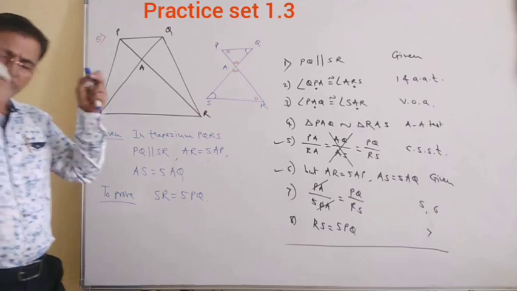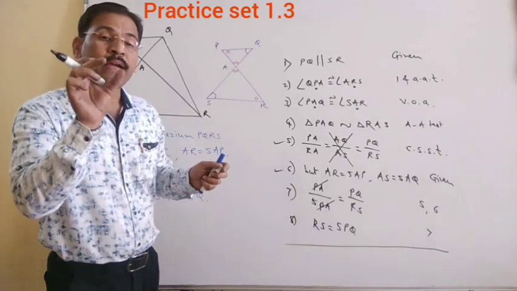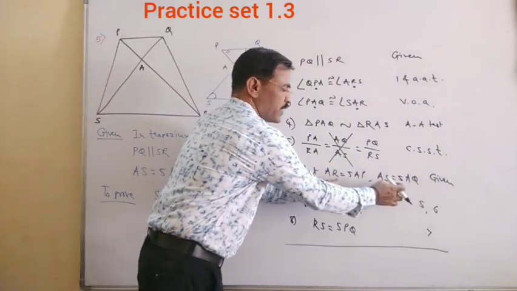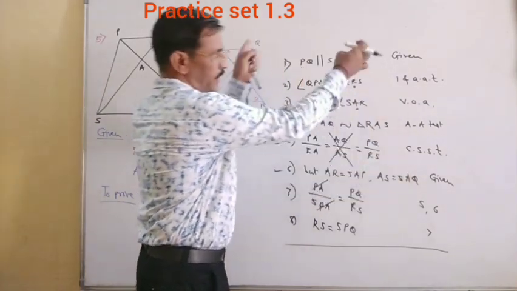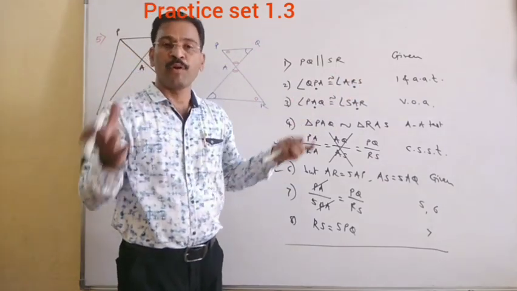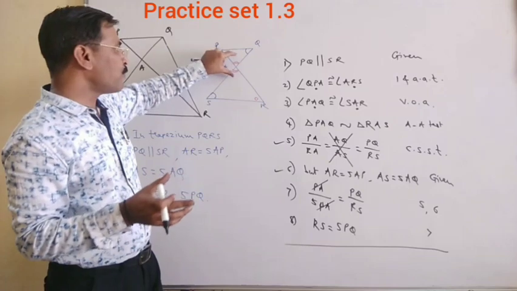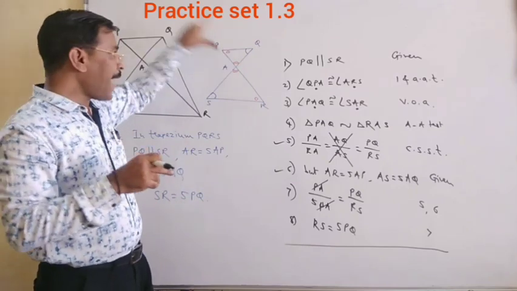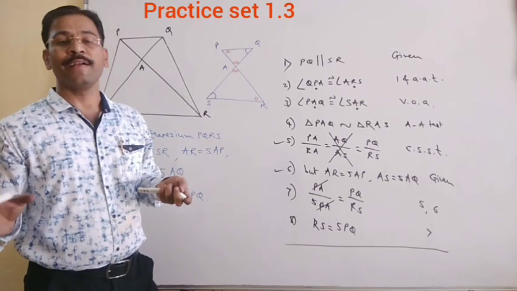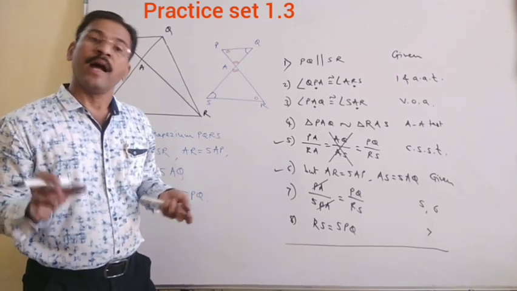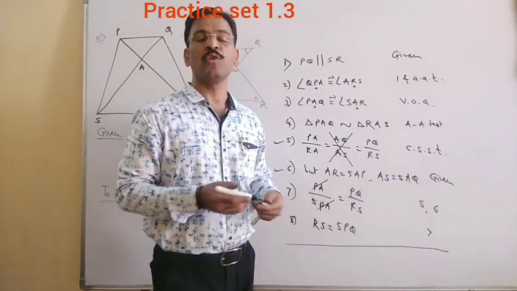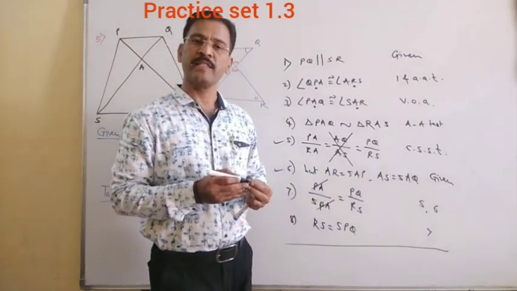Here with the same example we can prove by SAS test also. How? From these two it is given. So these two we can write in the first step, and then write their sides are in proportion, like 1 upon 5, 1 upon 5, and vertically opposite angle. Here that parallel also no need to take. Like this way we can write the two triangles are similar, and then their corresponding sides are in proportion. The remaining side is also in the same proportion. Understand?